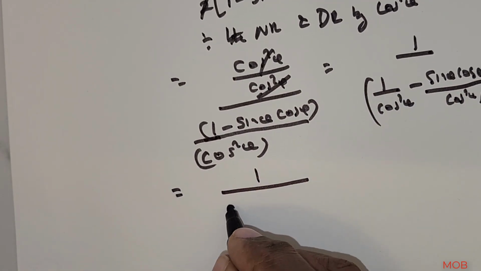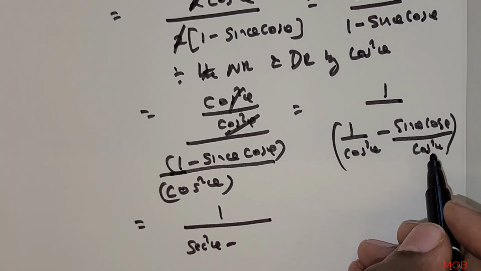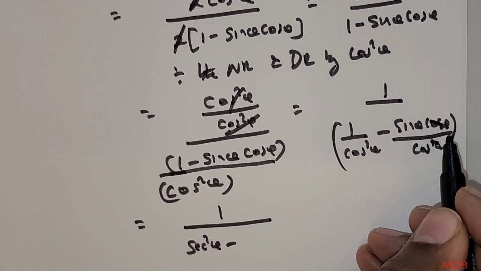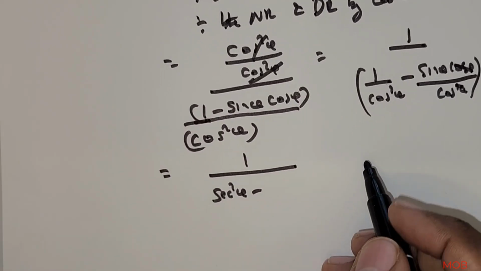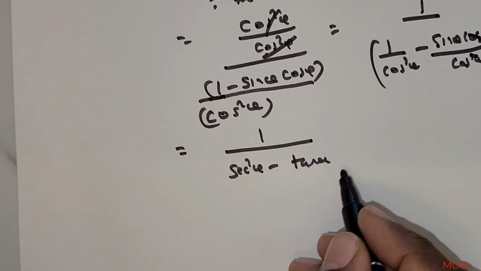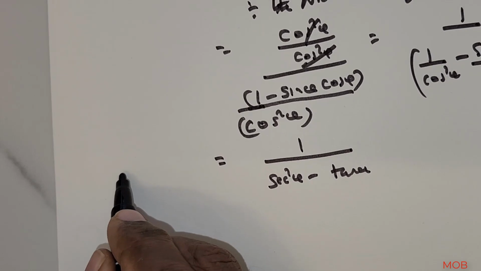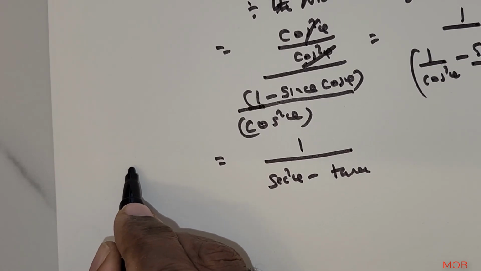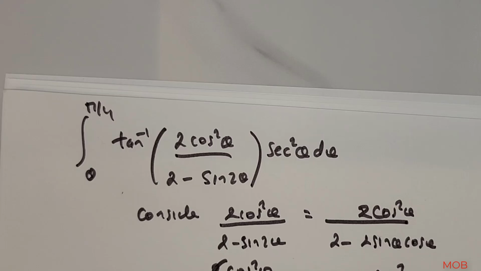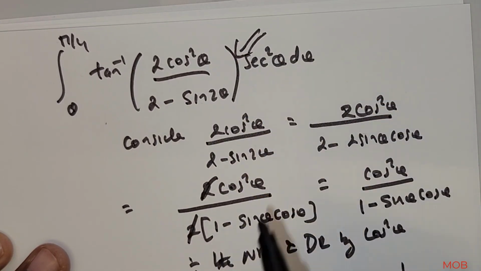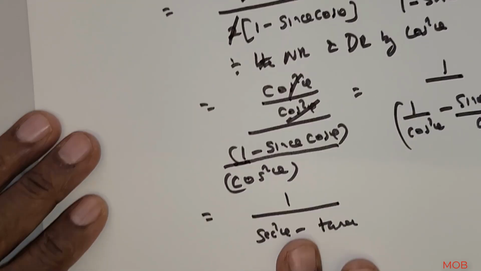So this is rewritten as 1 over, 1 over cos square theta is secant square theta. Now you have a cos and a cos getting cancelled, giving me sin over cos, which is going to be tan theta. So all of this is actually a representation for this quantity. Let me rewrite the integral.